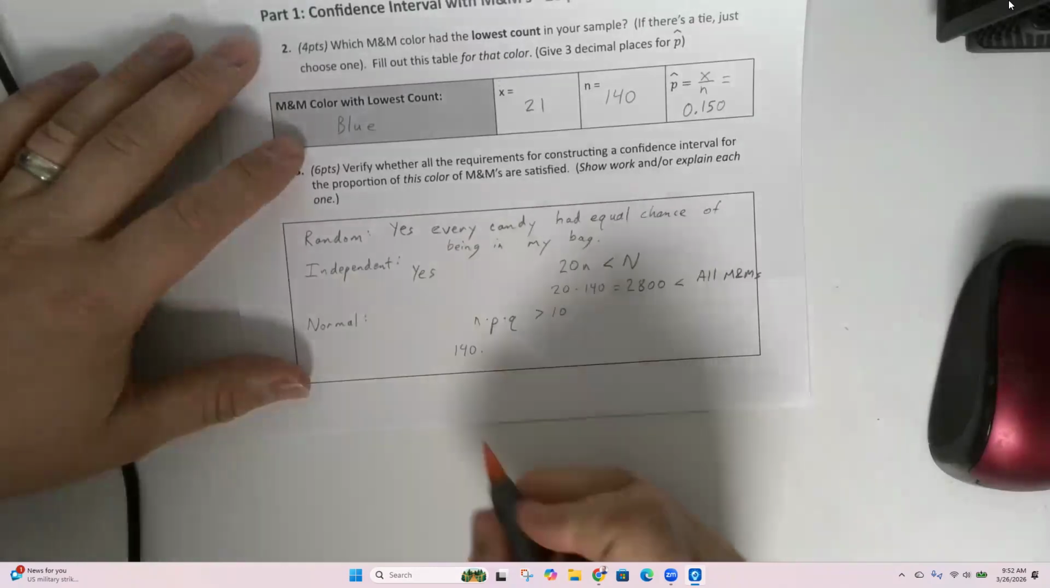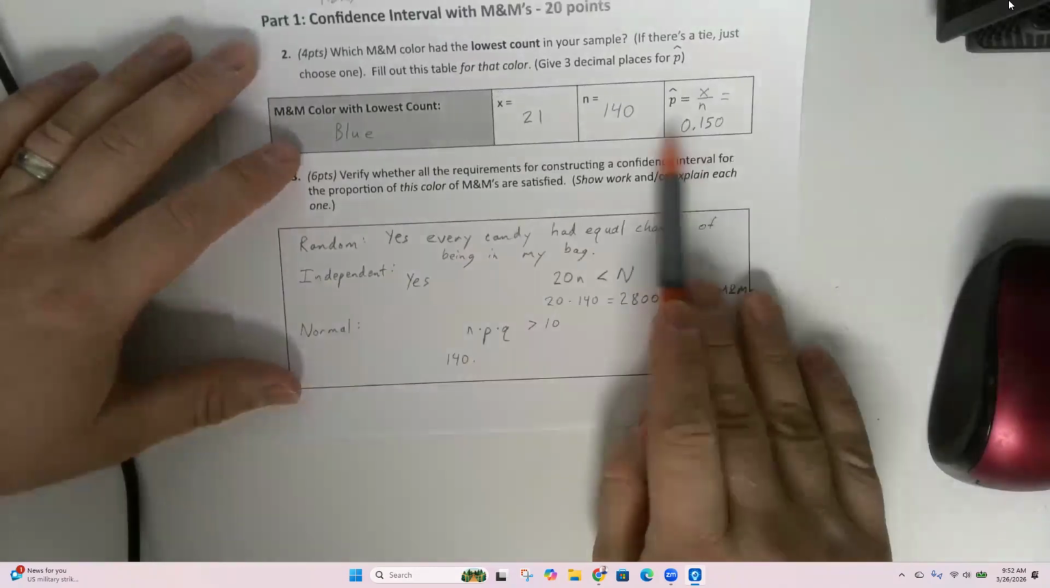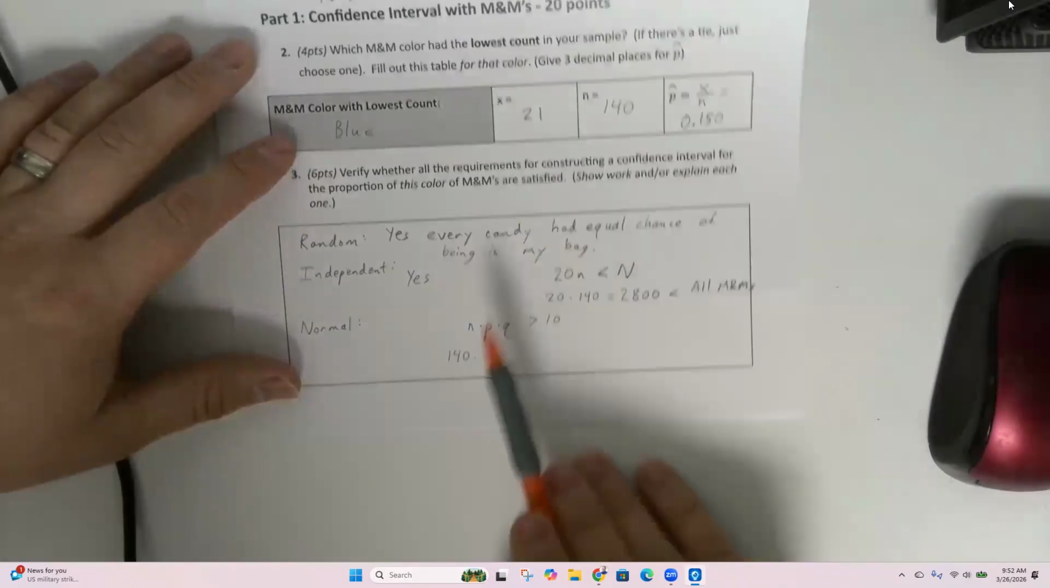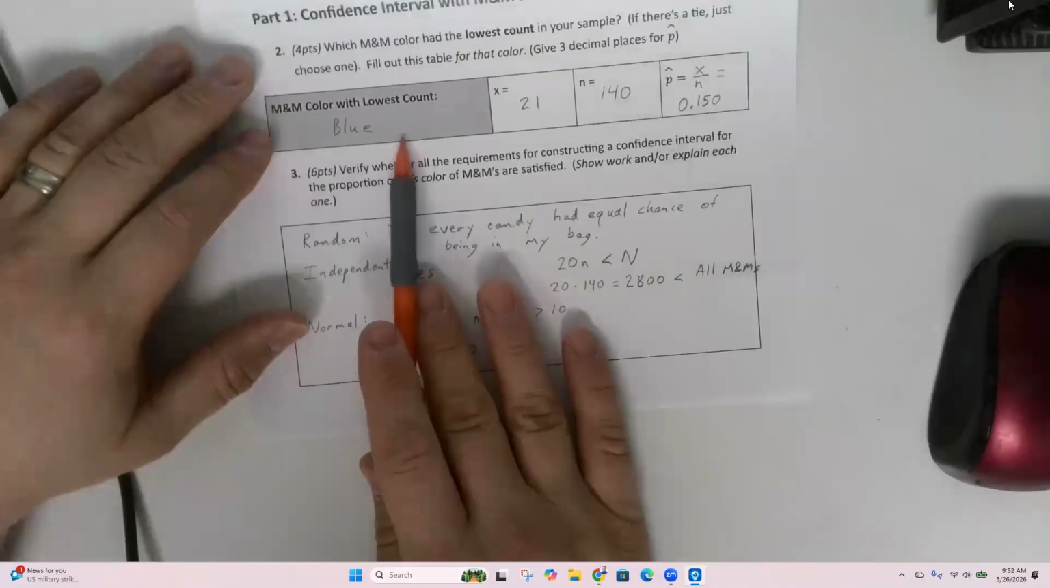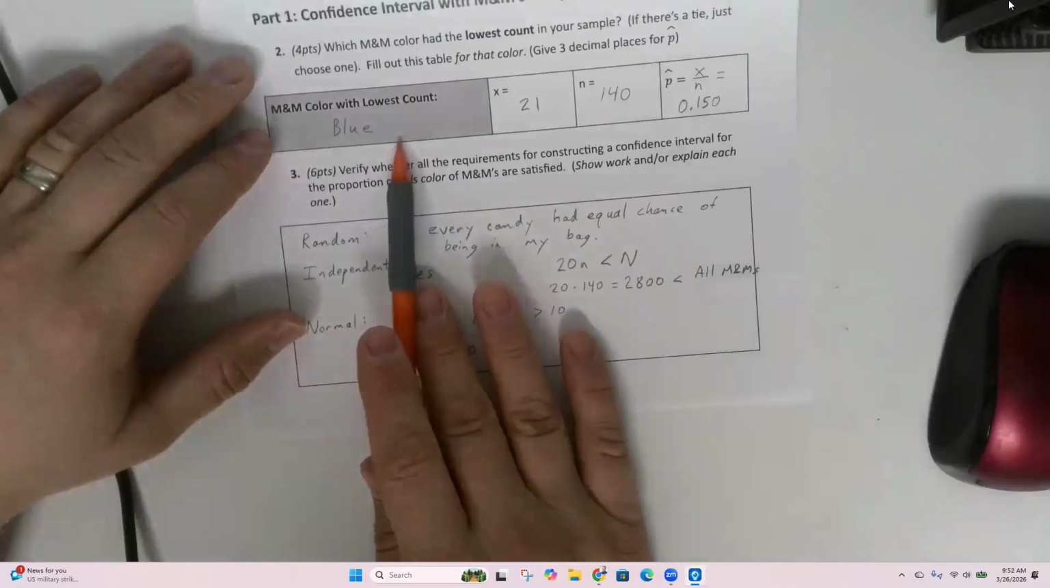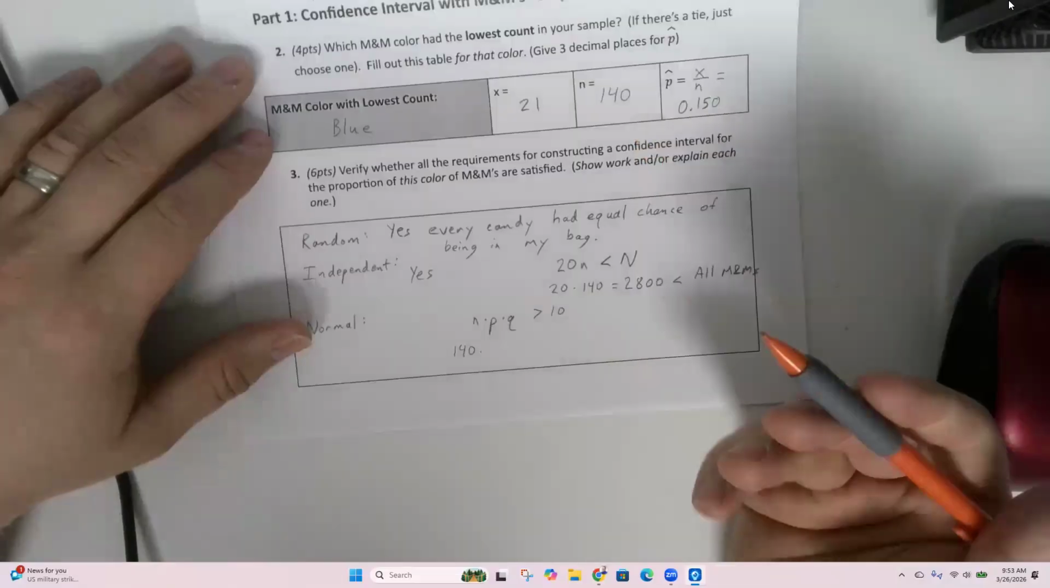My P, I'm going to use p hat because I don't know p. P is the symbol we use for the population. And we don't know the population proportion of blue M&Ms because I can't check everything.